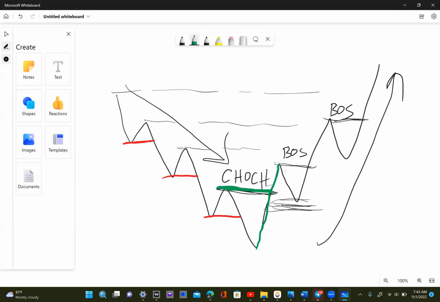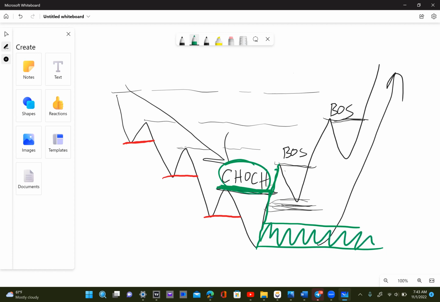All right. So now this is where we start looking for our zone. Once we beat this low and make this change of character, now it's time to start looking for our zone. Look for our zone somewhere up in here. Once you find your zone, now remember, what we look for in the zone is, number one, we want to see what?